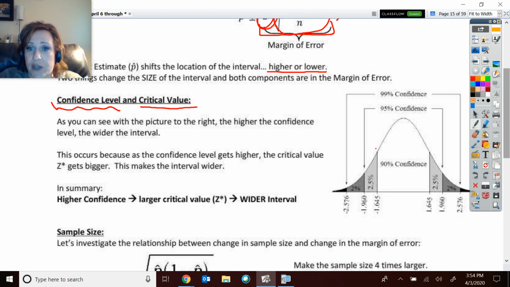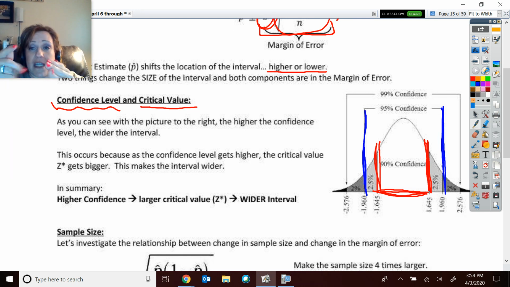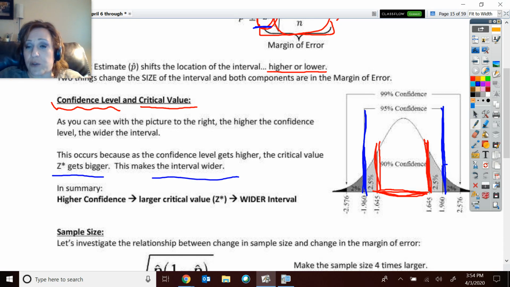So here is an example. We've got this situation. You can see that if you are 90% confident, then you have 90% of the data in the middle. And so therefore your critical values are negative and positive 1.645. But if you want to be 95% confident, then you have got a wider interval because you're encompassing more area in the middle. So then our critical values are larger. And so that's making that Z star a bigger number, and that's making our interval wider.